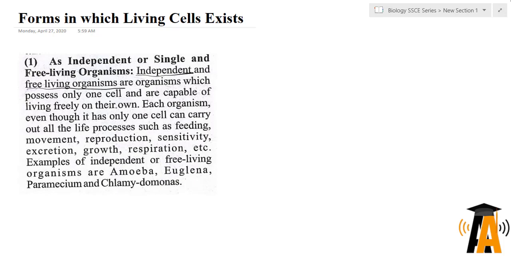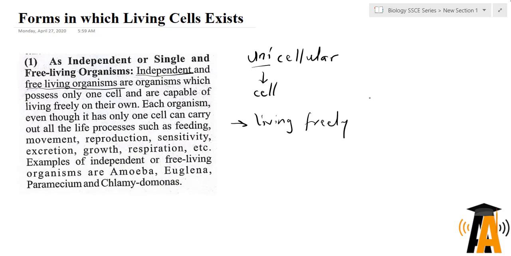freely on their own. That's it, they are unicellular because they have one cell. And part of their characteristics also is that they are capable of living freely. So each of these organisms, even though it has only one cell, can carry out all the life processes: feeding, movement, they can reproduce, they are sensitive, they can grow, they can excrete, respiration, and so on.